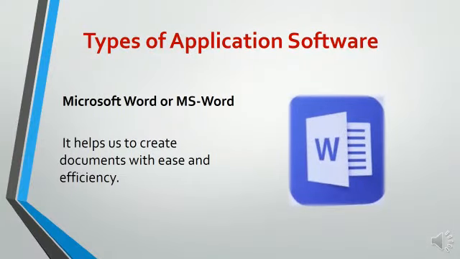First type of application software is MS Word or Microsoft Word. It is used to create documents with ease and efficiency. We can make any type of document in MS Word very easily and efficiently.